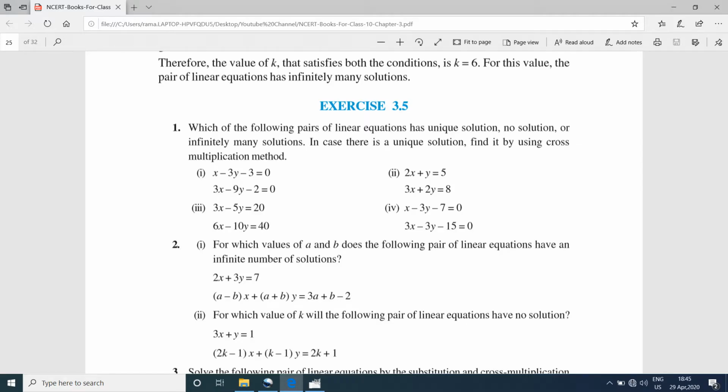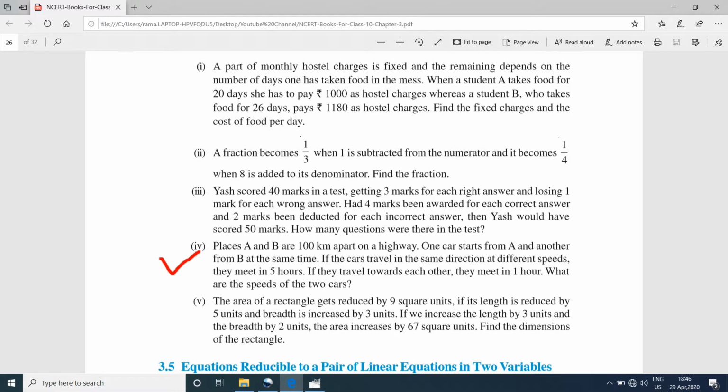Welcome friends. Last video we were doing this linear equations cross multiplication method, exercise 3.5. We have done already up to the fourth question, sub question 3. Now we have to start the fourth question, sub question 4.